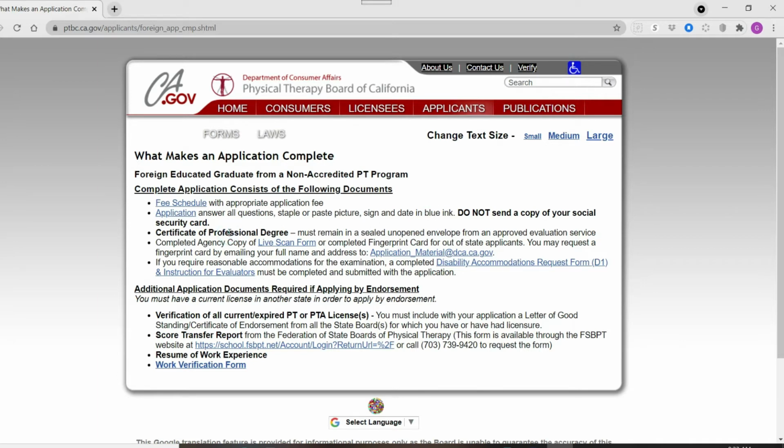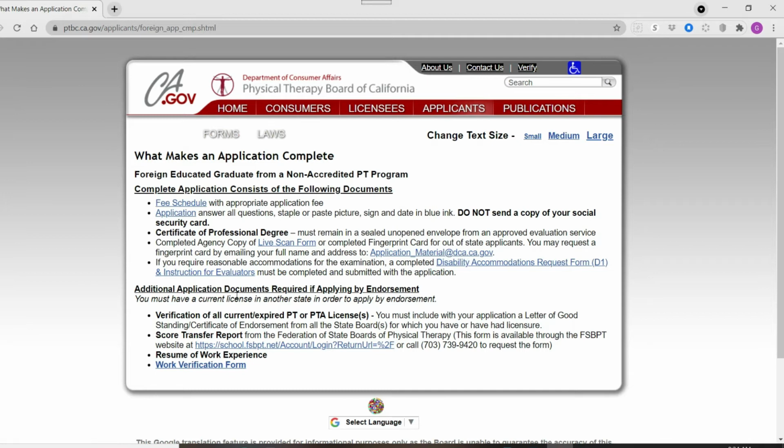Certificate of professional degree must remain in a sealed and unopened envelope from an approved evaluation service. Complete agency copy of live scan form. So this is your fingerprint card. For out-of-state applicants, you must request a fingerprint card by emailing your full name and address to this email address. And if you require reasonable accommodations for examination, a disability accommodation request form must be completed. Okay, so these are like a checklist.